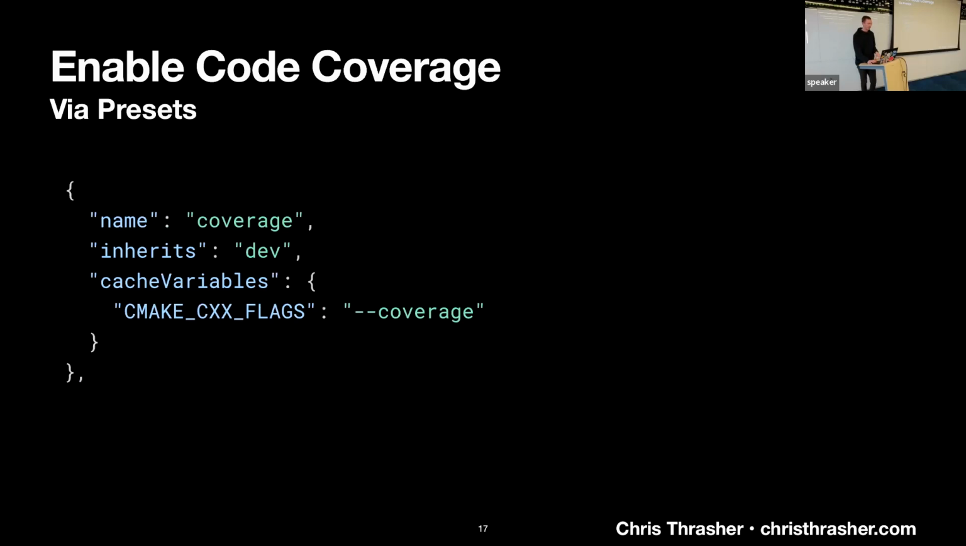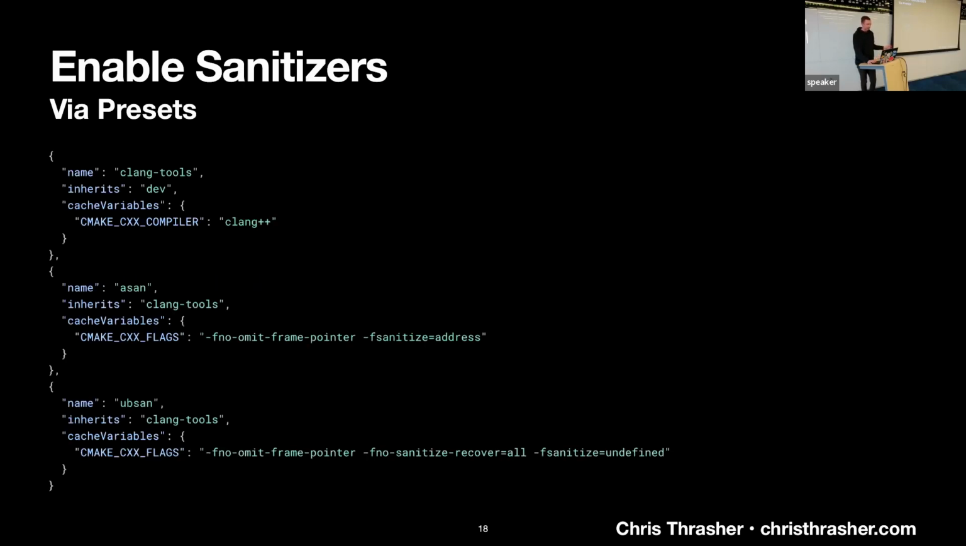That was code coverage. And then I also use it for sanitizers. I have a preset for Clang tools, which just double checks that you're using Clang as your C++ compiler. That inherits from the dev preset that you saw before. On top of that, I have an ASAN and a UBSAN preset that inherit from Clang tools, which add the specific flags related to applying sanitizers. Once you get to here, we're getting into pretty messy territory with how many flags we're applying to the compiler. So it's nice to not clutter up your build scripts with this.